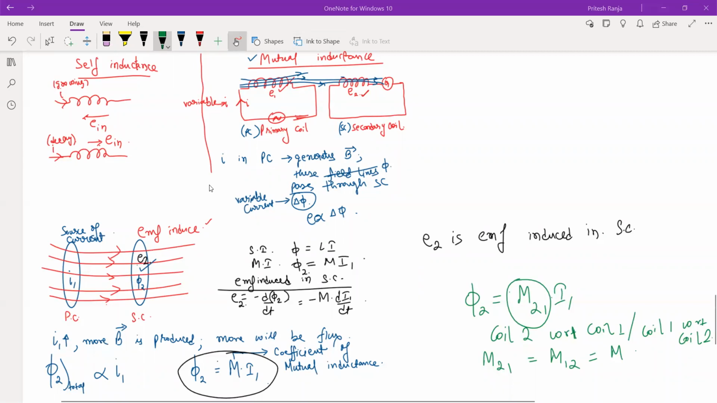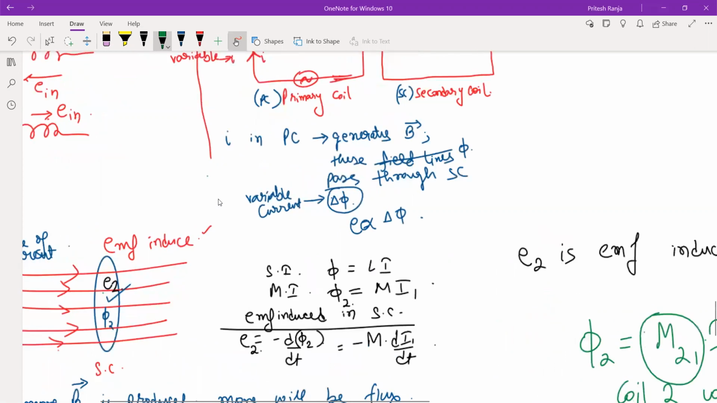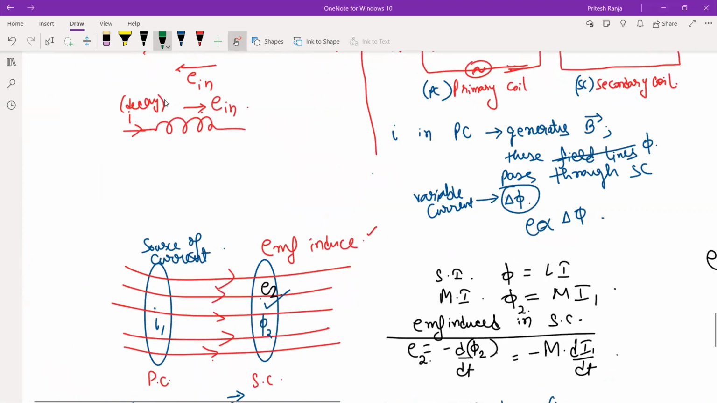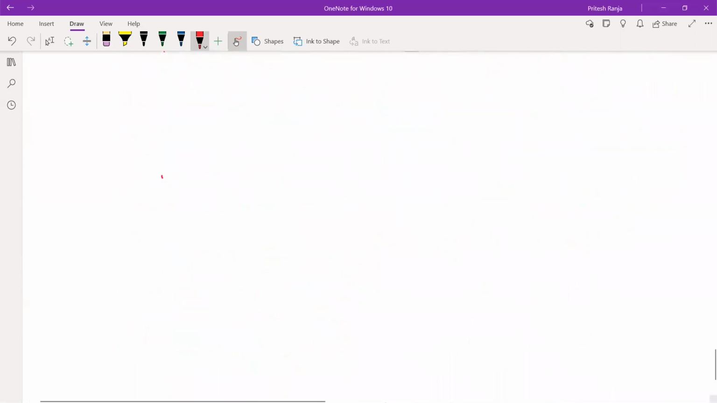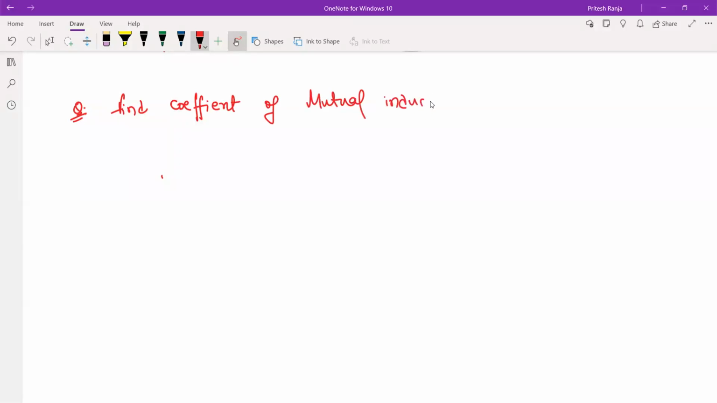So let us do now a simple question based on mutual inductance. Find the coefficient of mutual inductance for a pair of concentric coils as shown.